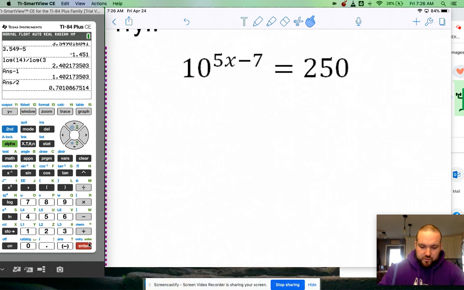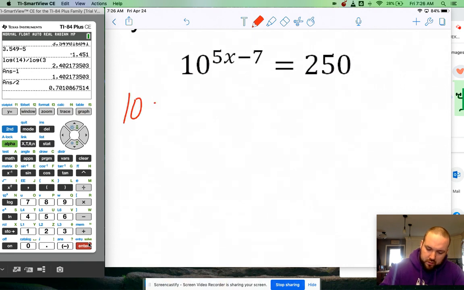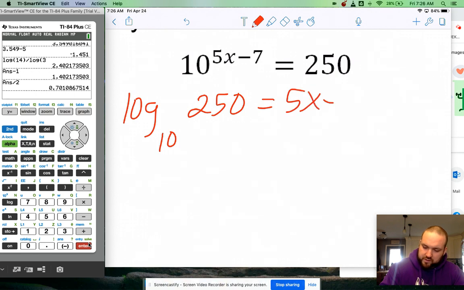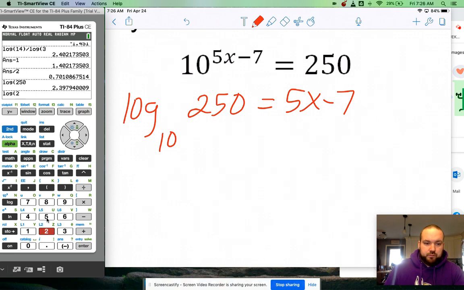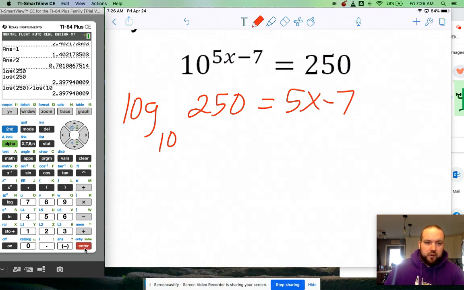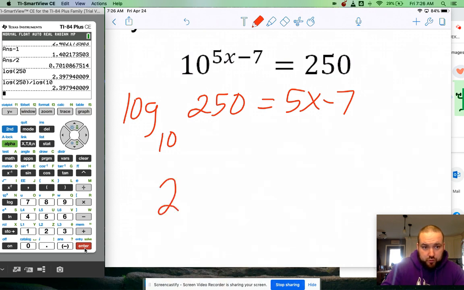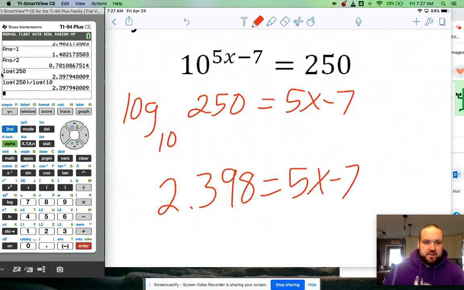Yeah, so there's that first one. And then here we're going log base 10 of 250 equals 5x minus 7. Now log base 10 is just the log button, so I can actually get away with just typing log 250. Just to prove that point again, if I were to do this divided by log of 10, I'm going to get the exact same number. So this is 2.398 if I round to the thousands place. Because that 9 would round the 7 up.